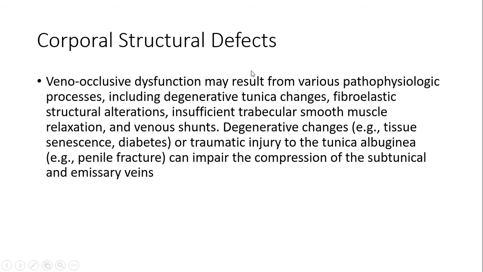Structural defects, corporal structural defects. Venoocclusive dysfunction may result from various pathophysiologic processes, including degenerated tunica changes, fibroelastic structural alterations, insufficient trabecular smooth muscle relaxation, and venous shunts. These are degenerative changes due to tissue senescence, diabetes, traumatic injury, for example in case of a penile fracture, and they can impair the compression of the subtunical and emissary veins.